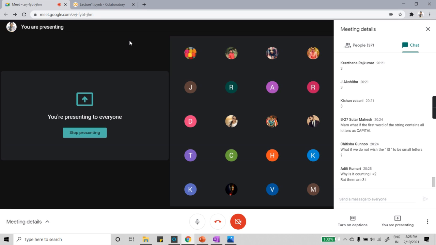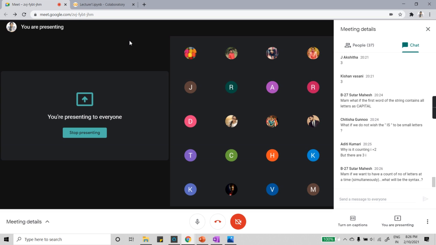Fine. What will you do? You will not just take a paper and pen and start underlining, watching that this is small, this is small, this is small. No, you will not do that. What you can do is quickly copy that string, paste it in a program, and use this capitalize function. It will automatically give you that thing. So this was the answer to your question.